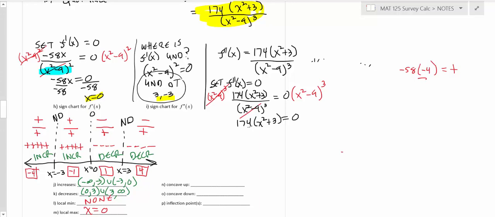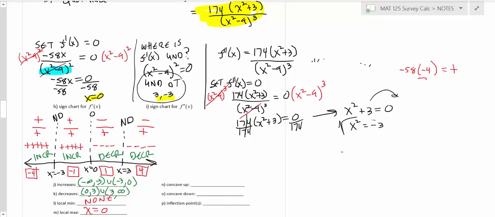Okay, the easy way to solve this one is probably to divide both sides by 174. That will give x squared plus 3 equals 0. Move the 3 to the other side, so that's x squared equals negative 3, like that.